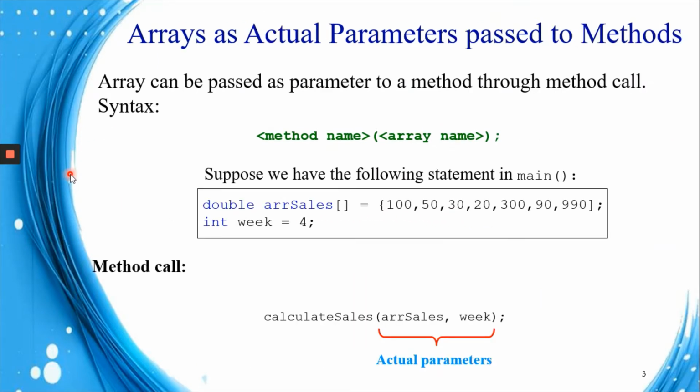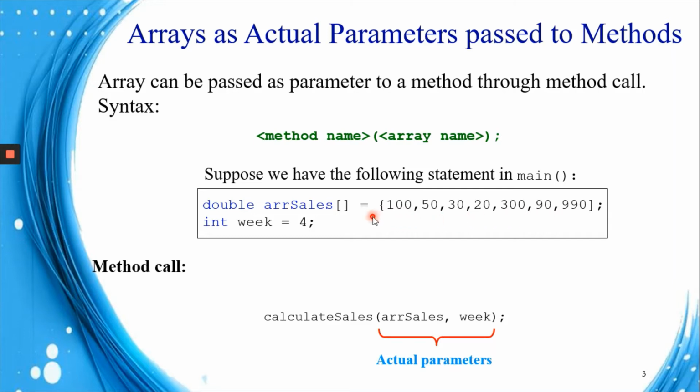So we have seen how to write formal parameters. Next is how we can use actual parameters when we pass the array to a method. Array can be passed as parameter to a method through method call. As we have learned earlier, how do we call a method? We just write the method name and the parameter. But in this case, since we are sending an array, you have to put the array name inside the bracket. For example, if we have this statement in main, we have double rSales with these values.